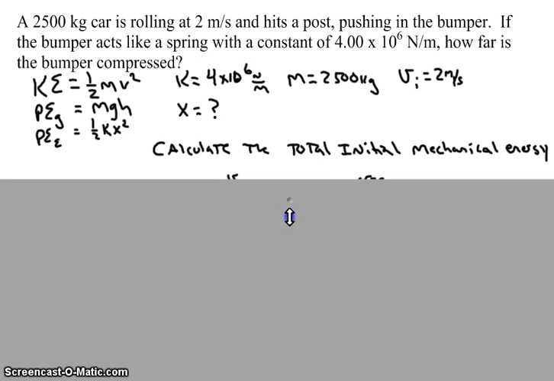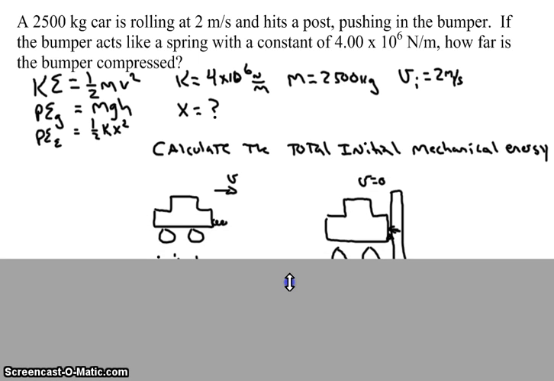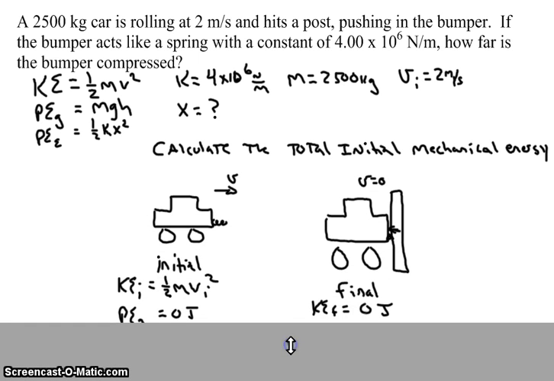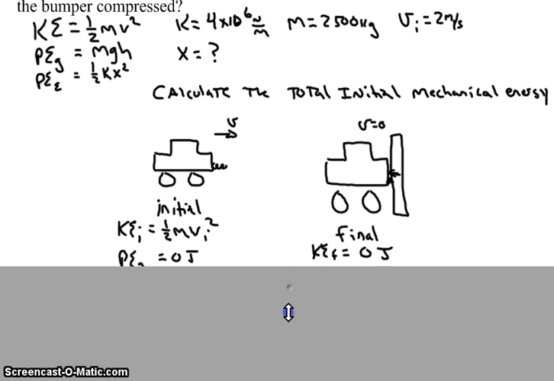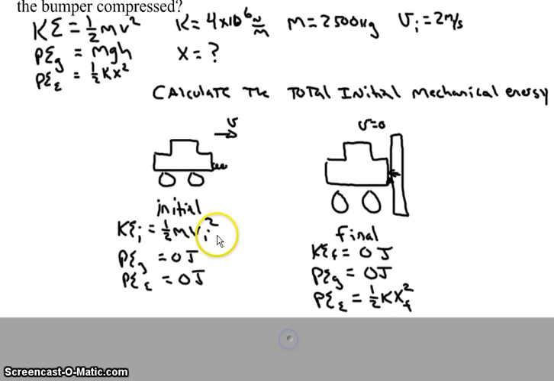So first step would be calculate your total initial mechanical energy. It really is helpful a lot of times to draw a picture of your initial and final states to get your mind around what kinds of energy would exist in each condition. So initially, we just have our car rolling along the flat ground. So you ask yourself for your total mechanical energy, do you have kinetic energy? The answer would be yes, I do.